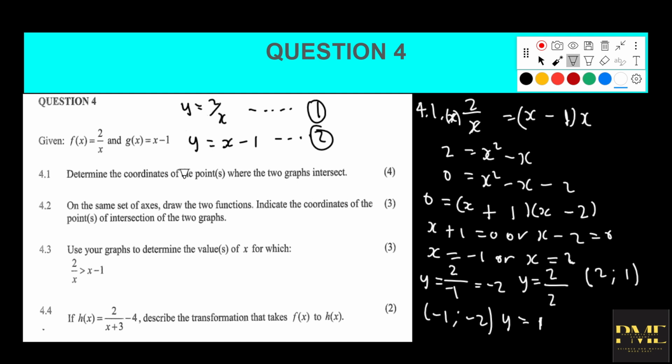So determine the coordinates of the points where the two graphs intersect. So here are my coordinates. The first one says (-1; -2). Okay, then my second one says (2; 1). Okay, right, cool, sorted.